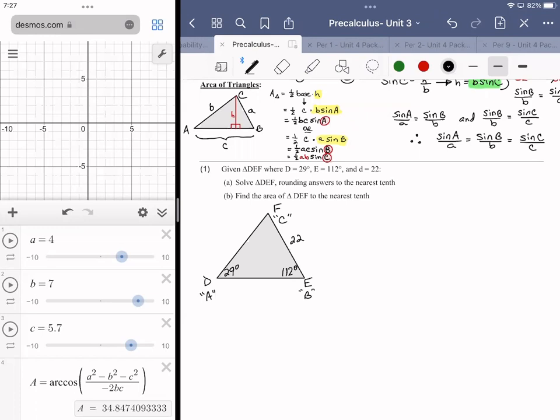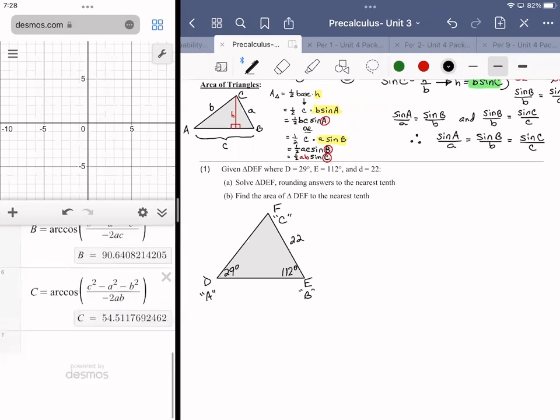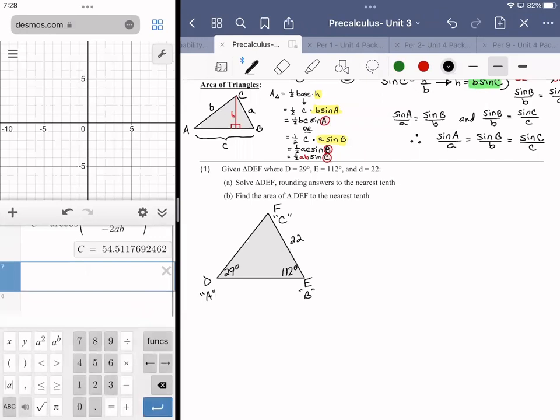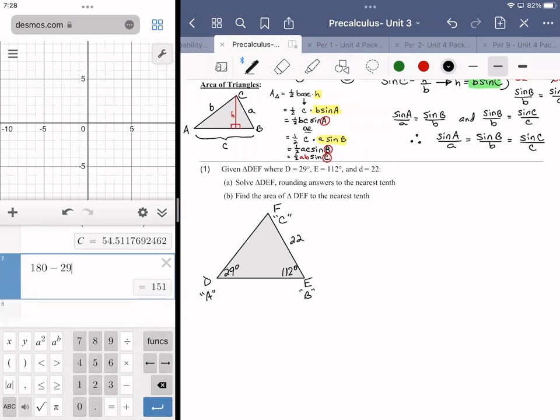Finding the missing angle is not a big deal because if there's 180 degrees in a triangle and you know two of the angles, then it's just a matter of subtracting. So I would do 180 minus 29 minus 112, and I'd get 39 degrees. That shouldn't be much of an issue, right? But we do need to find the missing sides. We know side A, quote unquote. We need to figure out side C and side B.